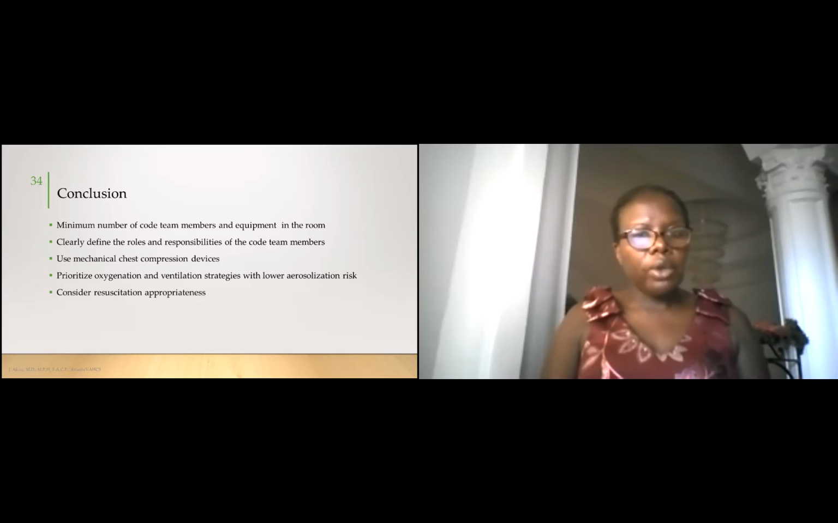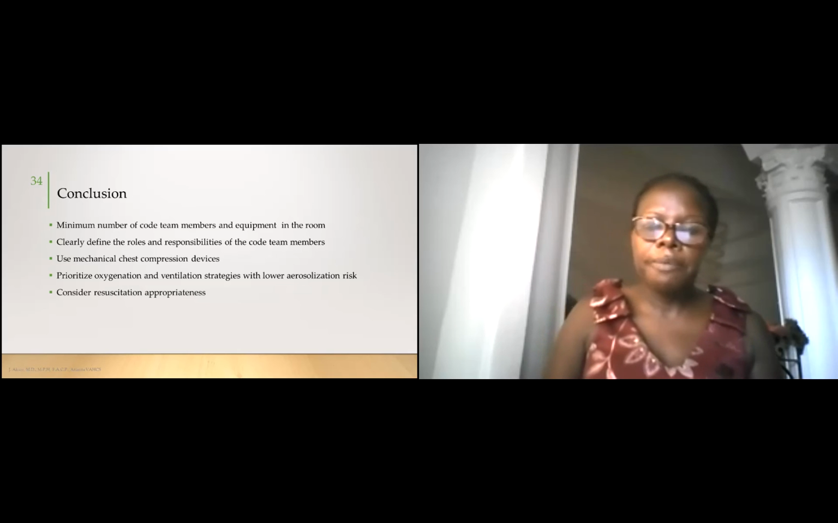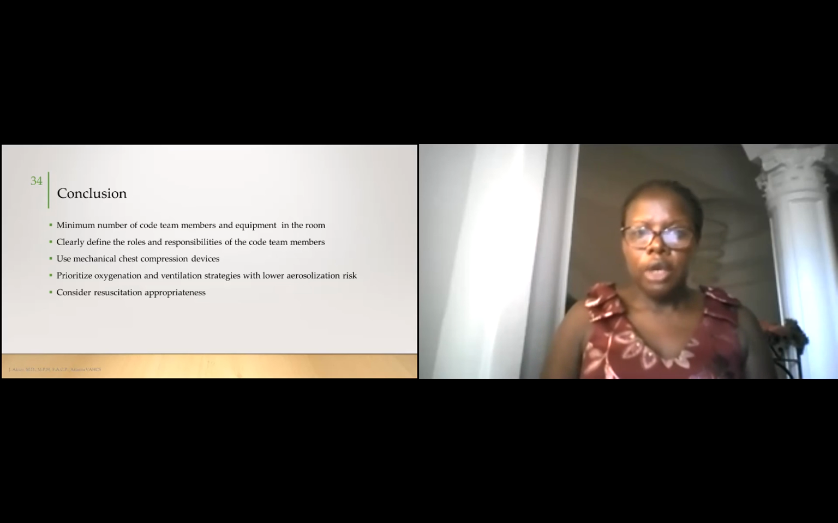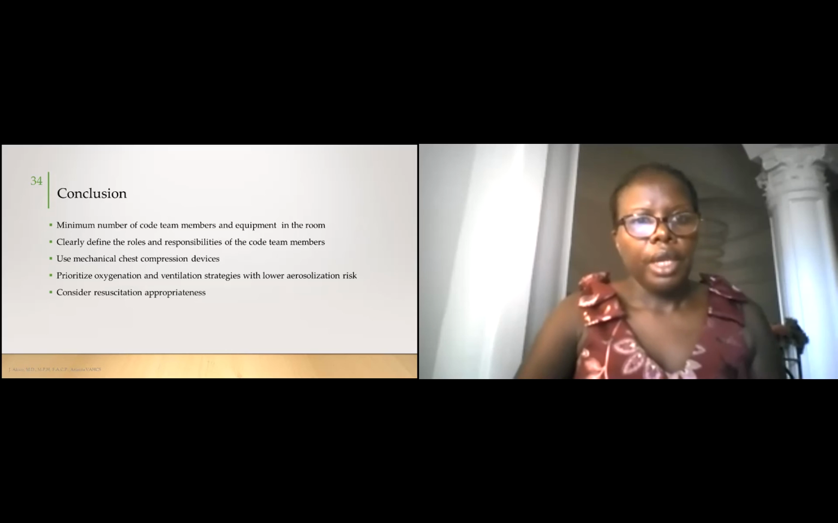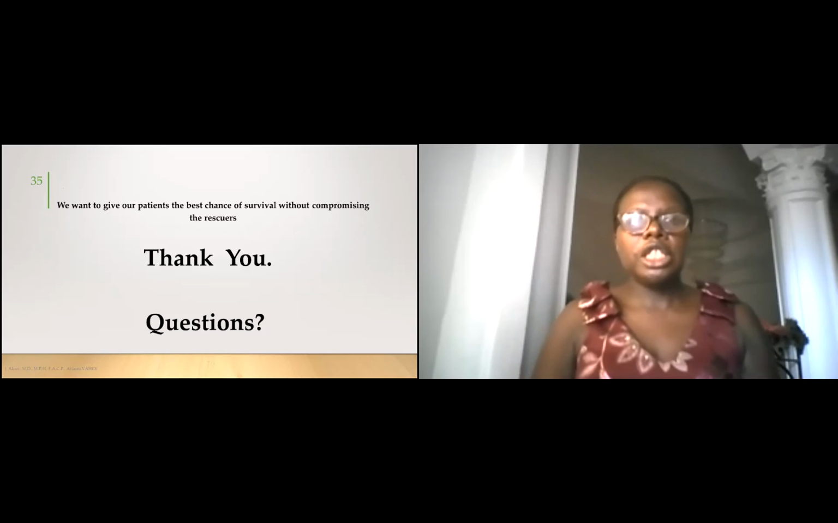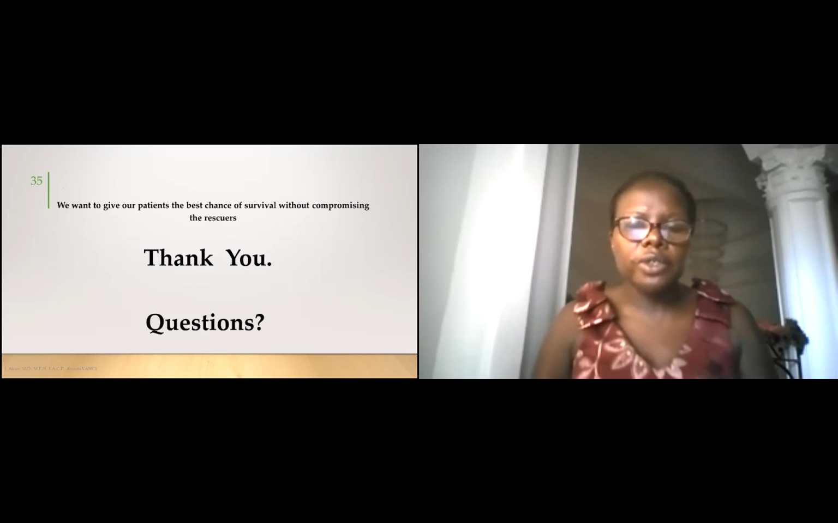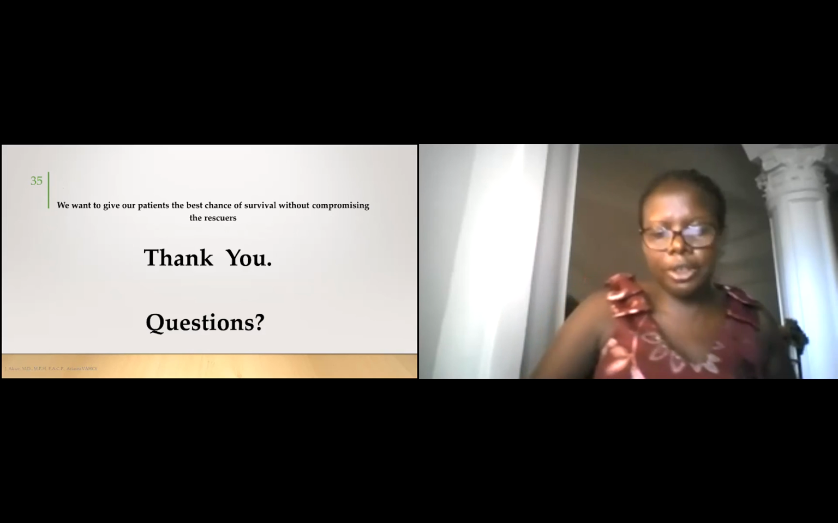And you want to prioritize oxygenation and ventilation strategies with lower aerosolization risk. And again, consider resuscitation appropriateness in this patient based on their risk factors and their likelihood to survive. So again, I think all of us as clinicians want to give our patients the best chance of survival without compromising the rescuers. Thank you very much.